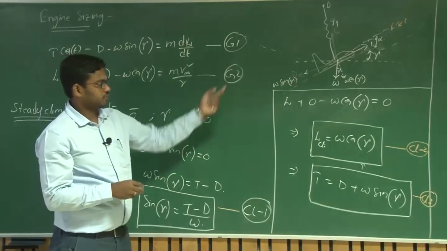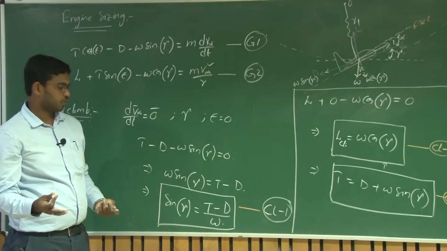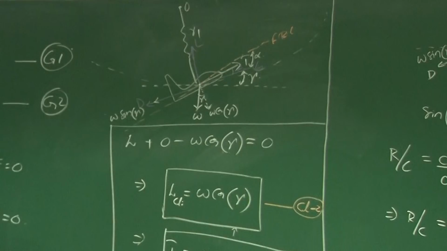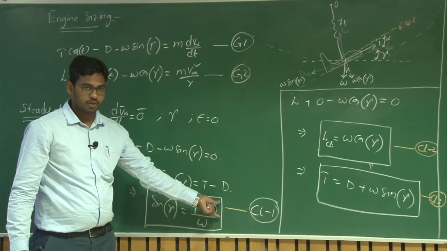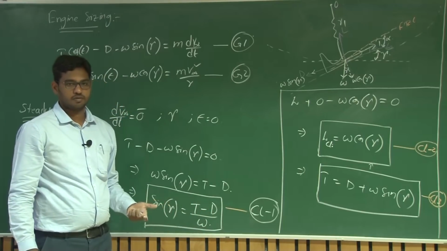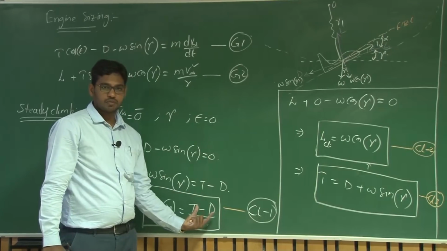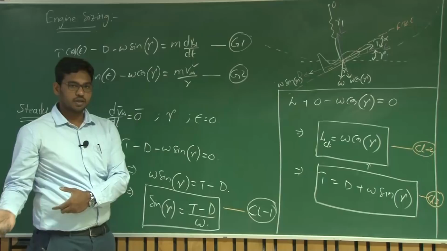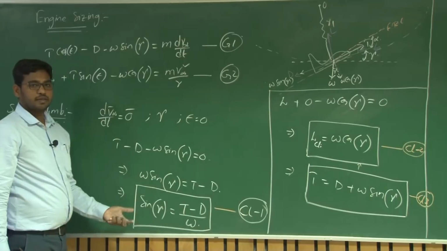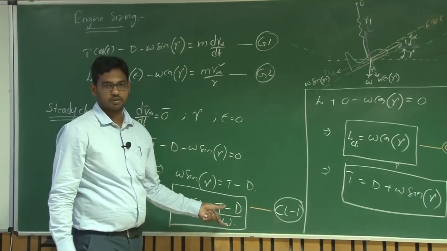But for a climbing flight, you need to produce a bit more force. So drag is the requirement of the system, and T is the output from the power plant. That means this difference is the excess thrust. If D is the requirement and T is the available thrust, the difference is the excess thrust. T minus D by W is known as specific excess thrust. So the climb angle gamma depends upon this specific excess thrust.